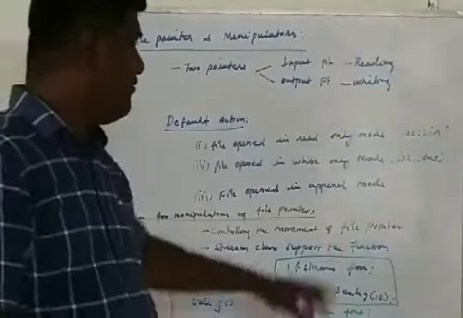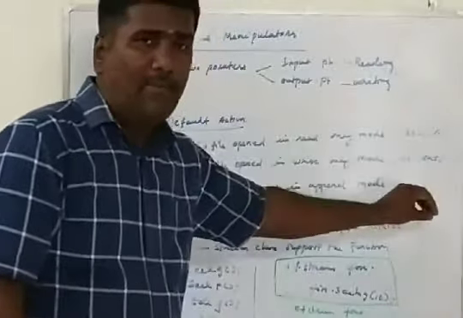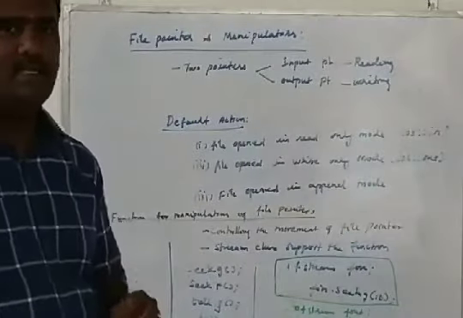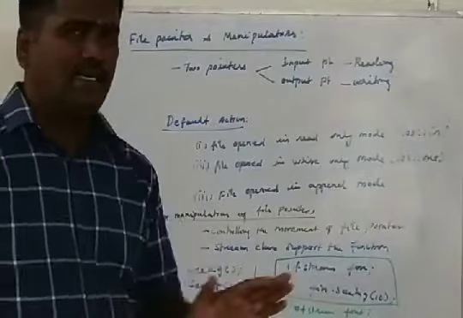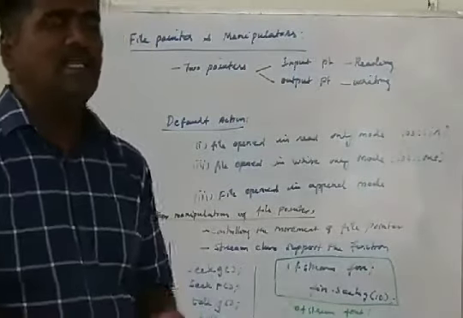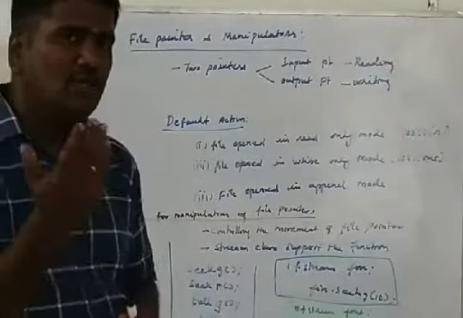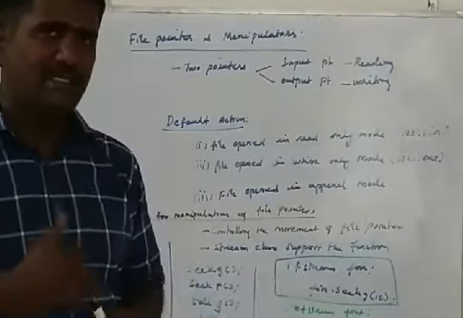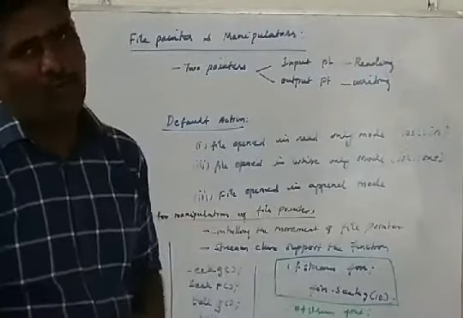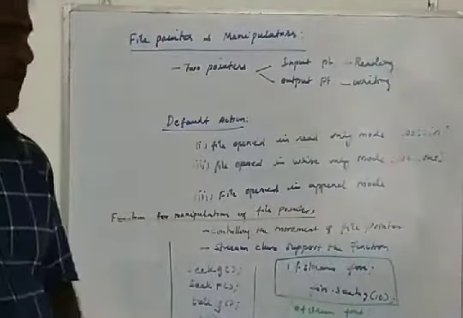At the same time, when the file mode is append, that is ios::app, the file is ready to append the content, so it doesn't erase the already existing content. The file pointer moves to the end of the file. Then when we get new content, that content is also included. So this is the default action of the file pointers.